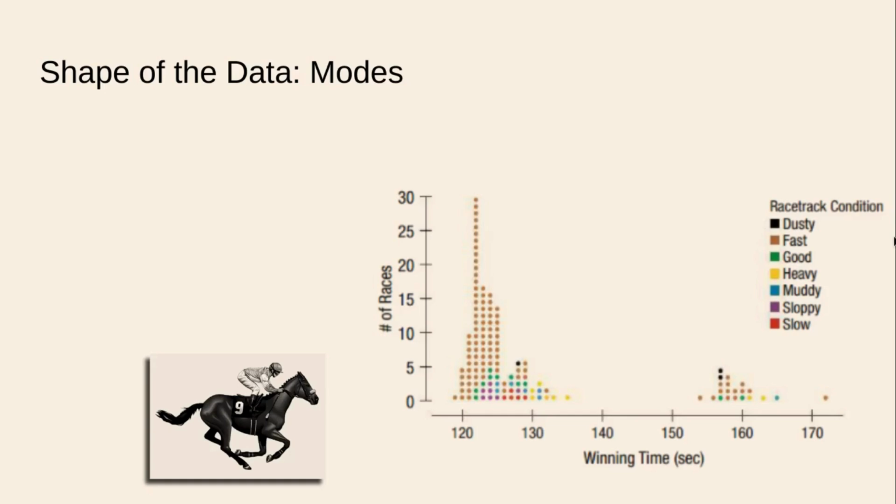Welcome back, AP Statistics, to part 2 of chapter 3. We're going to talk about the shape of a set of data and talk about the mode or the modes.